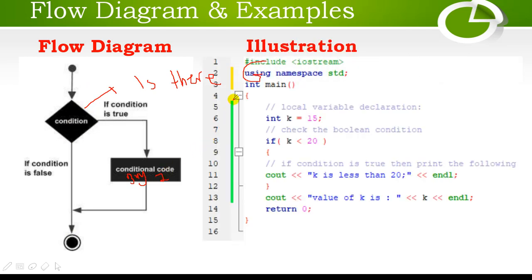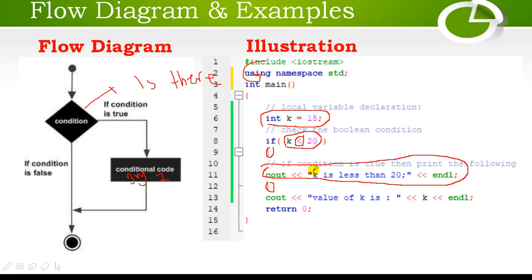So let's see an implementation of this in C++. We declare an integer k, a local variable, and we initialize it to 15, and then we are doing some Boolean checking here. The expression is that we are checking if k is less than 20. Remember we have learned all these signs and their meaning. If you are confused with them, please visit our previous video. If k is less than 20, then we open our curly bracket here, and put the code that needs to be executed if k is less than 20.